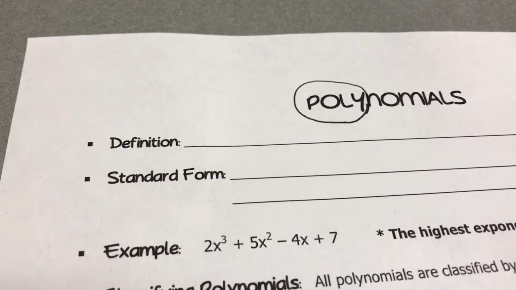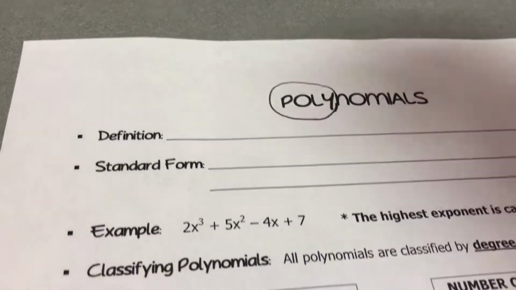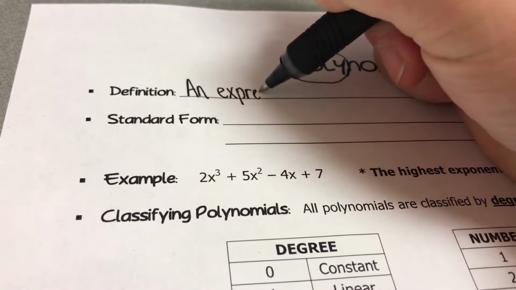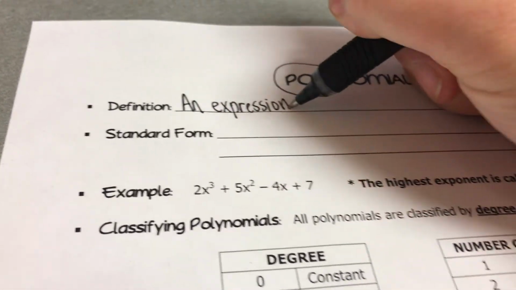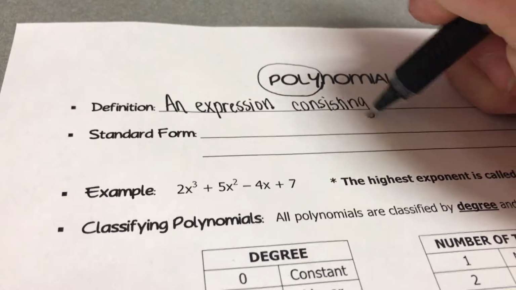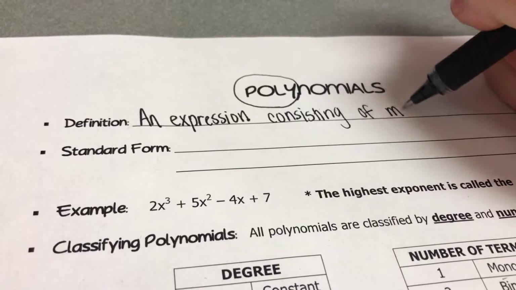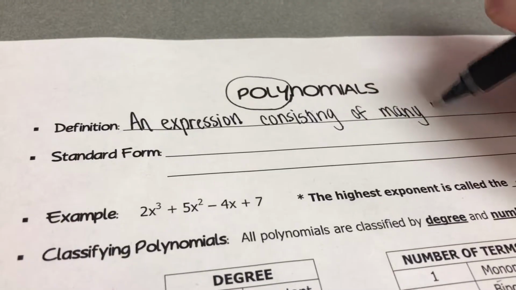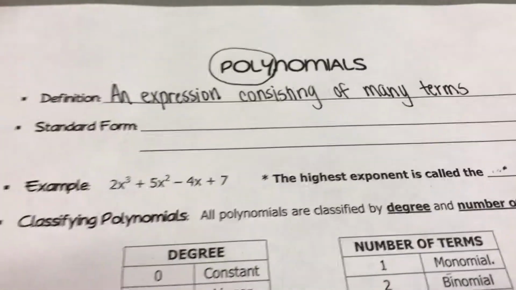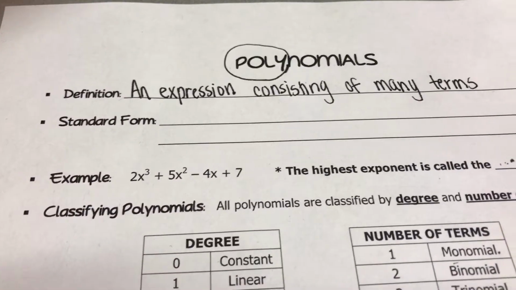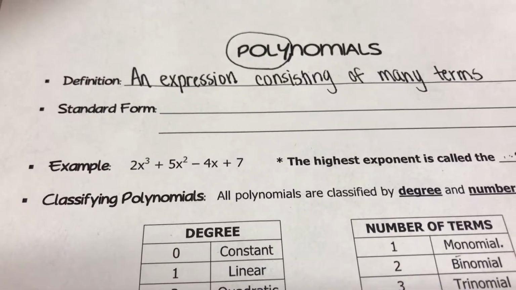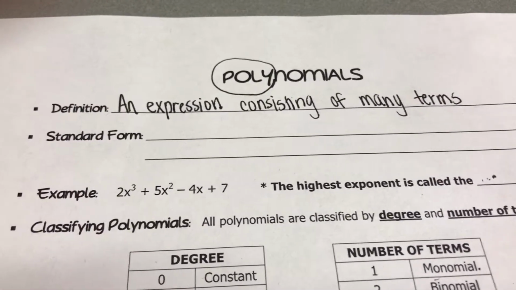First off, the definition of a polynomial is an expression. So let's write this in. An expression consisting of many terms. You've seen these already before, lots of when we were doing equivalent expressions. You're going to hear me say many a time that things must be written in standard form. So what is standard form when we're talking about polynomials?